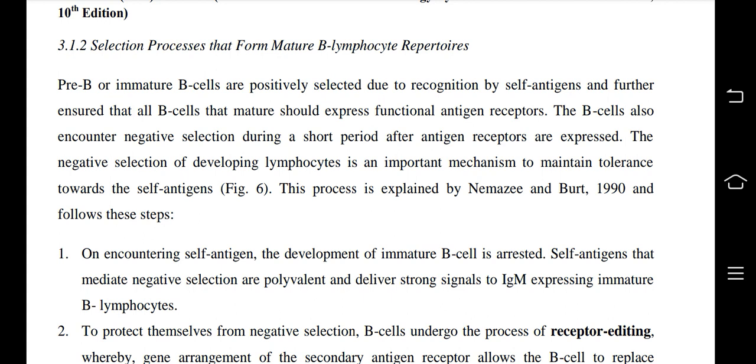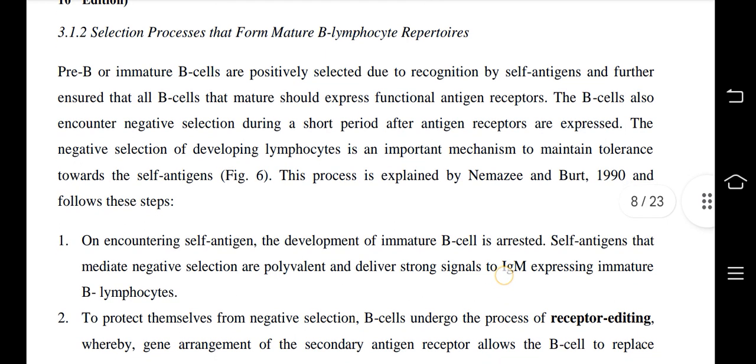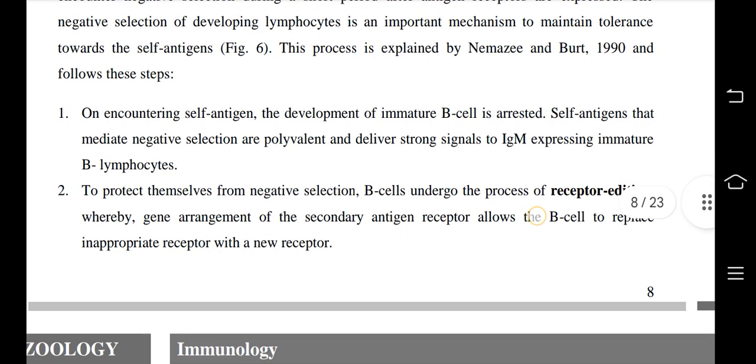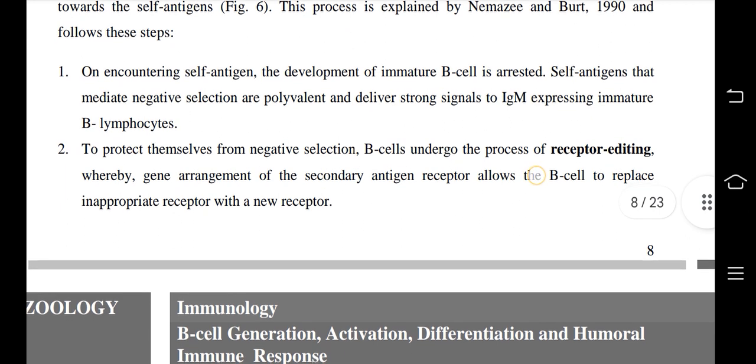This process is explained by Nemazee and Bürki, 1989, and follows these steps: on encountering self-antigen, the development of the immature B cell is arrested. Self-antigens that mediate negative selection are polyvalent and deliver strong signals to IgM-expressing immature B lymphocytes.